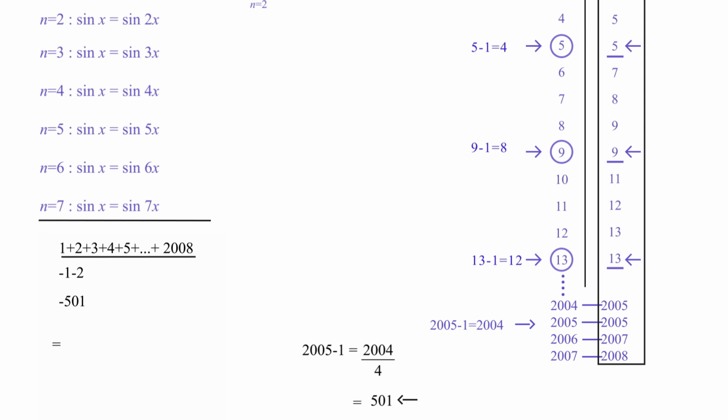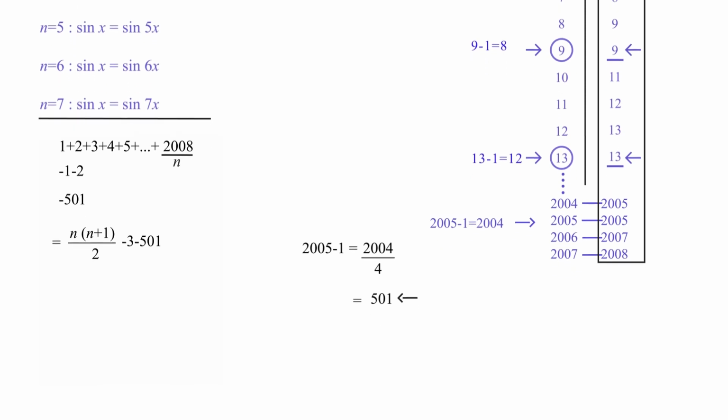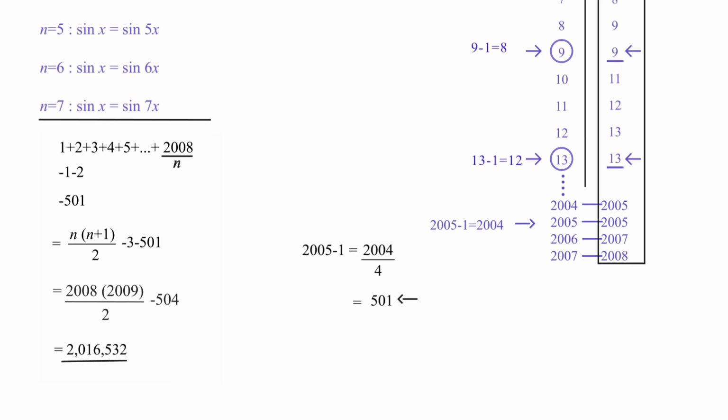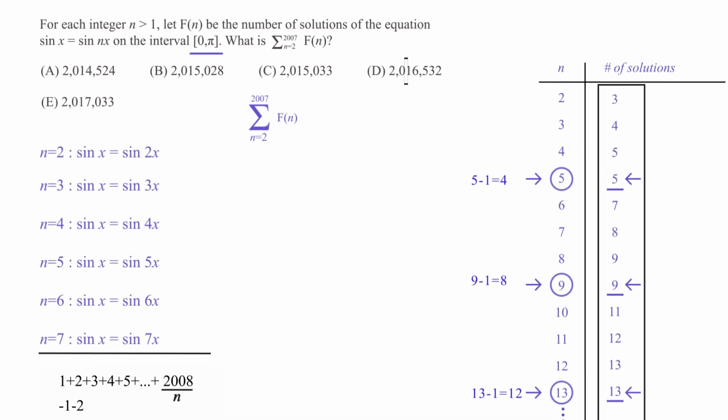So here we go. This one I can just do with that formula, n times n plus 1 over 2, where n is 2008. And then I'm going to subtract 1 plus 2, which is 3, and then subtract 501. All right? So this should give me the answer. So I've got 2008 times 2009 divided by 2 minus 504. And that is equal to 2,016,532. So therefore, the answer to number 24 is D.